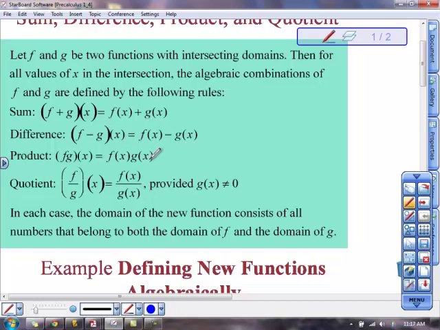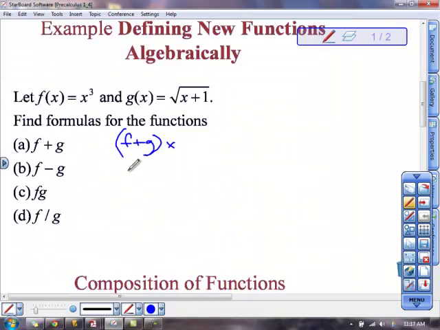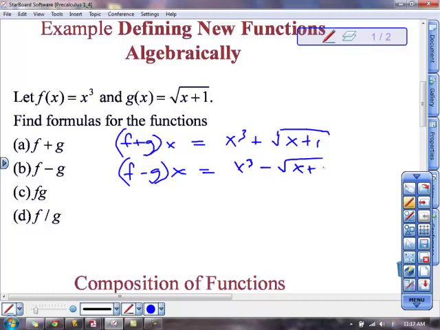Let's try this again. Here's the things that we can do to functions: add, subtract, multiply, and divide. So here's an example. If I want to find the two functions added together, all I do is f plus g of x would equal x cubed plus the square root of x plus 1. That's it. If I want to subtract them, f minus g of x would be x cubed minus the square root of x plus 1.